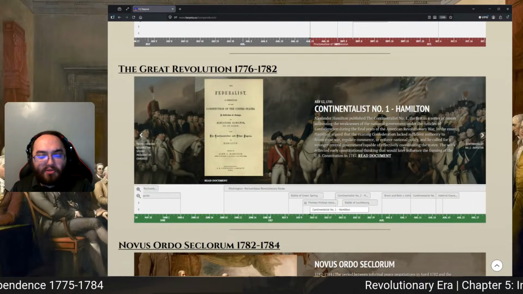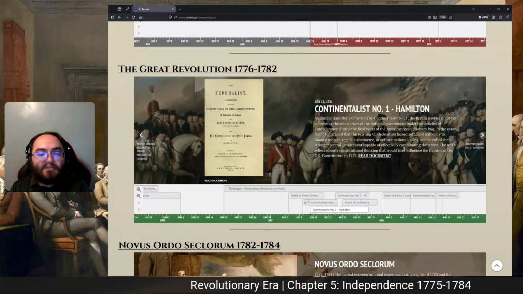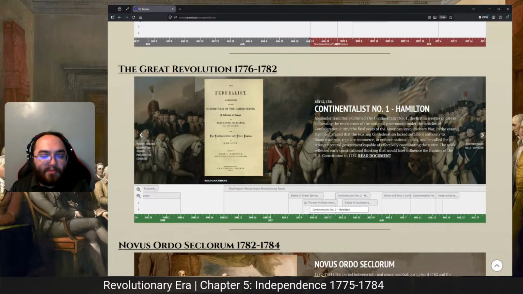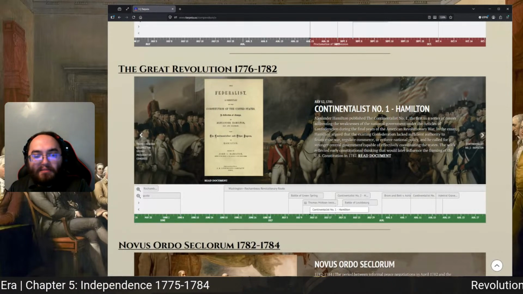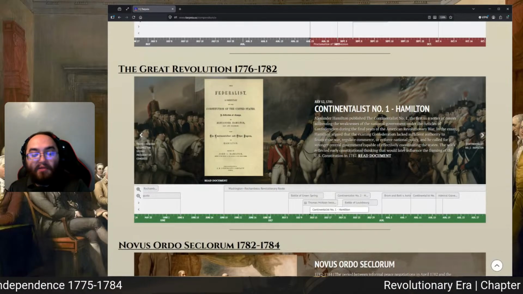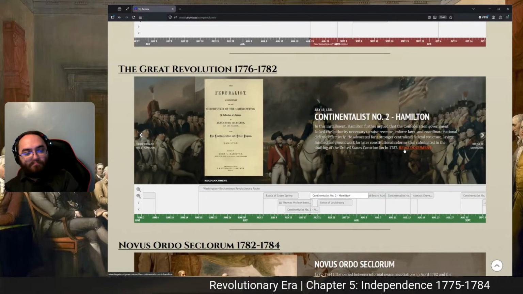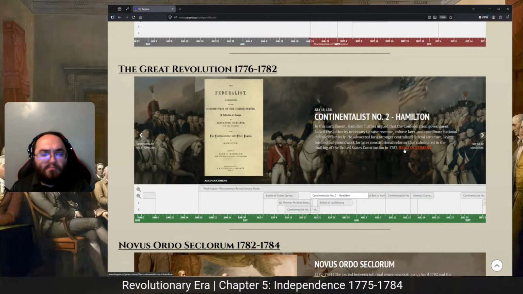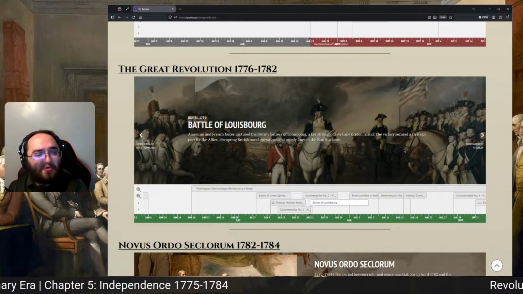And then Hamilton will start writing and publishing his Continentalist essays. So this is Continentalist number 1, published on July 12, 1781. And this is addressing the weakness of the Articles of Confederation. And he'll write a bunch of these because he has a lot to say about the Articles of Confederation.